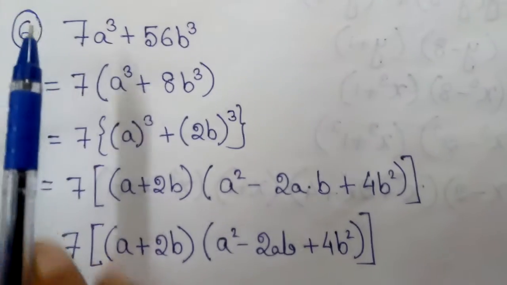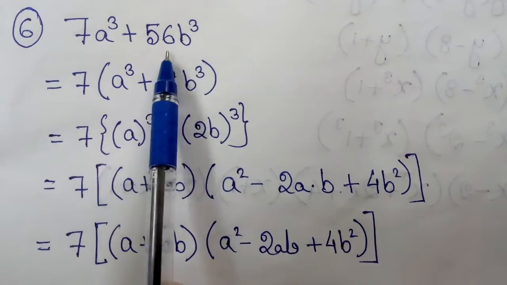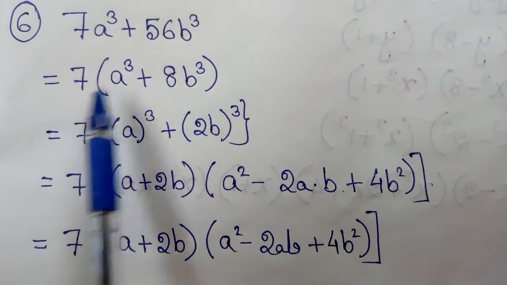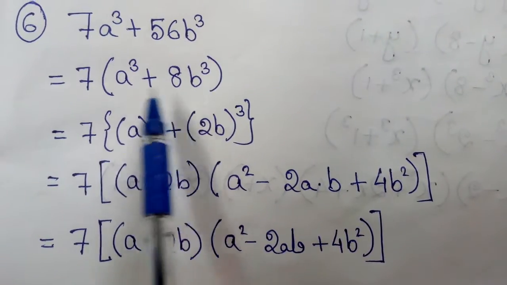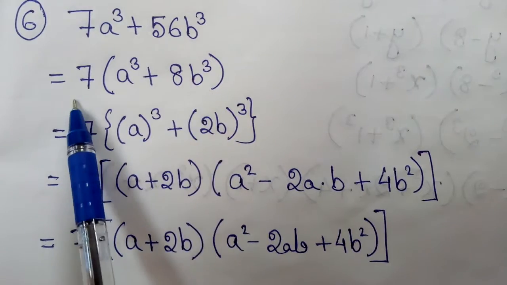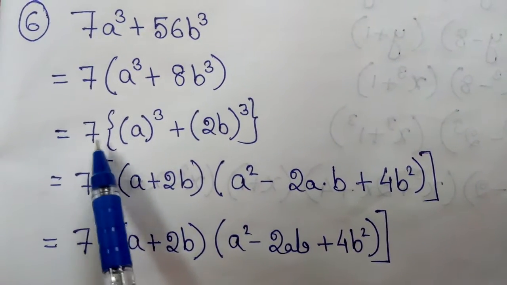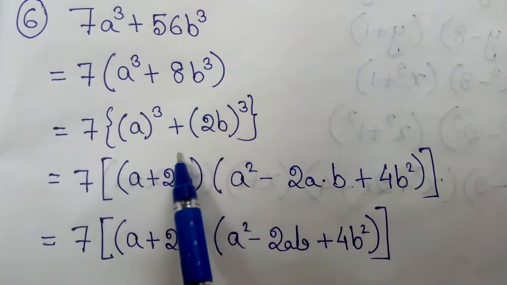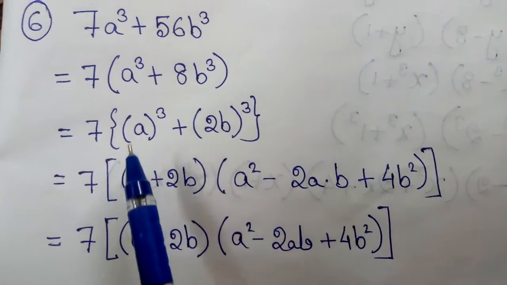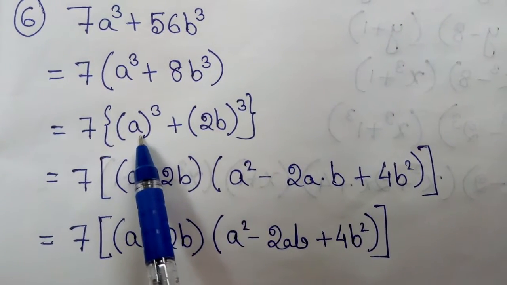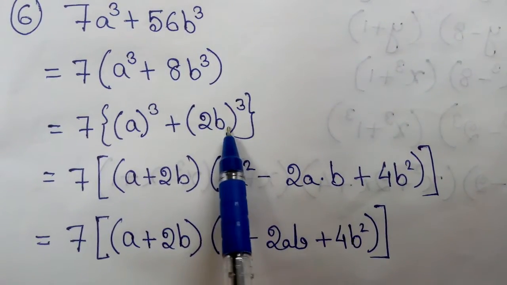Sum number 6, 7a cube plus 56b cube. So 7 I have to take common, then only I can get the cube term, that is a cube plus 8b cube, as I have taken 7 common, is equal to 7. A cube plus 8b cube can be expressed as (2b) whole cube. So this is my x cube plus y cube. X is equal to a and y equals 2b.